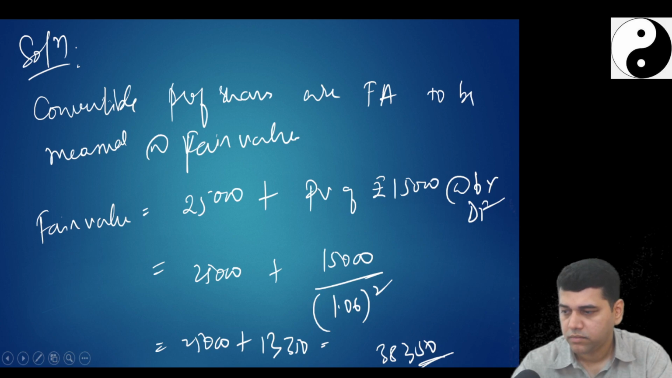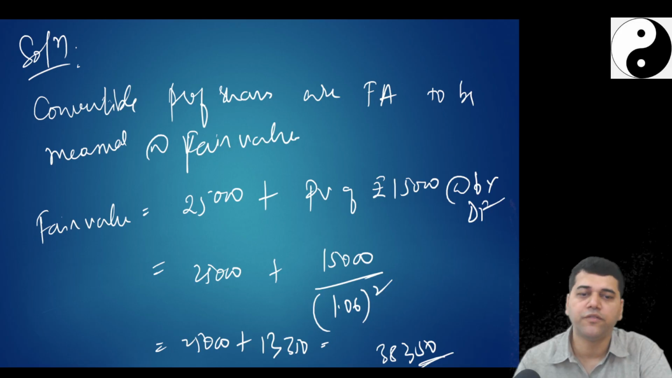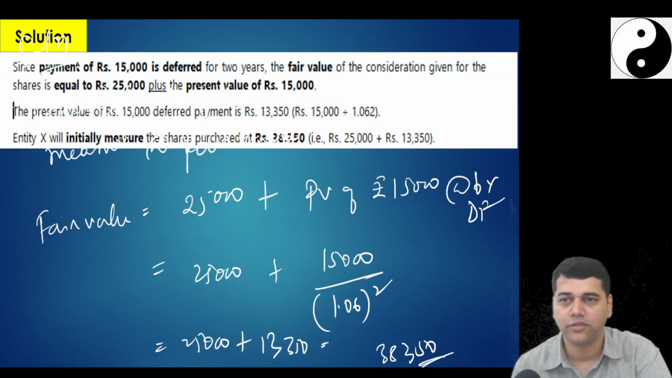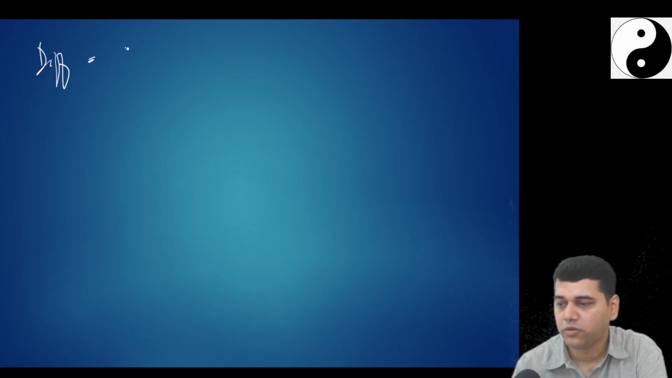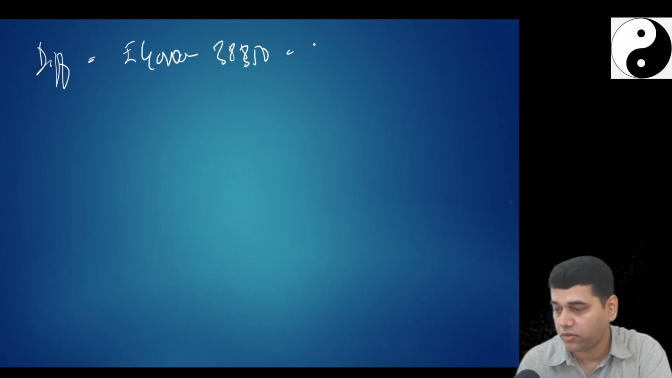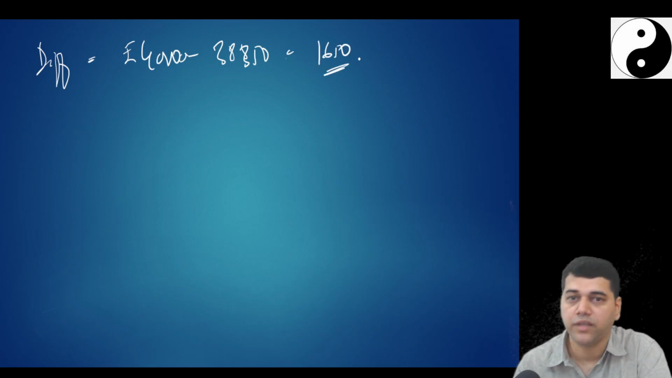Clear? What will you do with the difference? What is the difference? 1,650 the difference, no? Right? Okay, so this is the first thing. The difference is equal to rupees 40,000 minus 38,350. What is it? 1,650. How are you going to treat this?